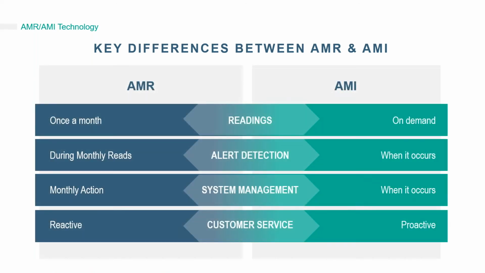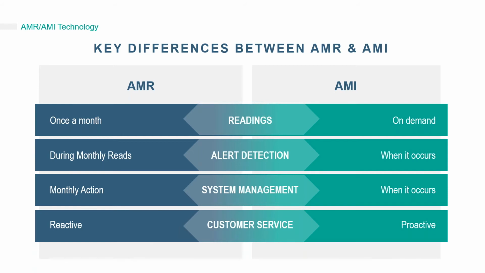So the key differences between AMR and AMI, these four areas provide a good summary. Of course, meter readings: with an AMR system, you're getting readings once a month. With an AMI system, you can get readings daily, hourly, or on demand. Alert detection: with an AMR system, the utility will receive alerts during a monthly reading. With an AMI system, you'll receive alerts when they occur.